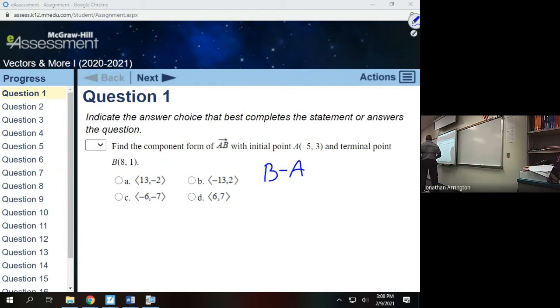But don't assume you're always going to do B minus A, because if this was a vector BA, then the roles would be switched, and I would do A minus B. And we are later in this assignment going to ask you to put the vector BA in component form. So just make sure you're doing terminal minus initial. What's terminal and what's initial could change. But in this case, terminal is B and initial is A. So terminal B is 8, 1, and A is -5, 3.